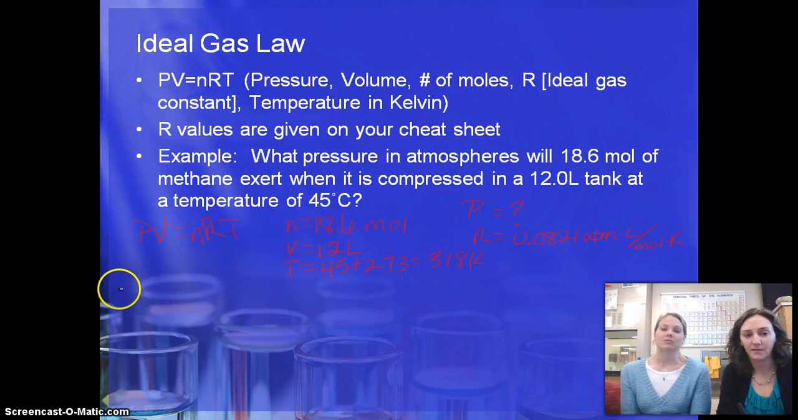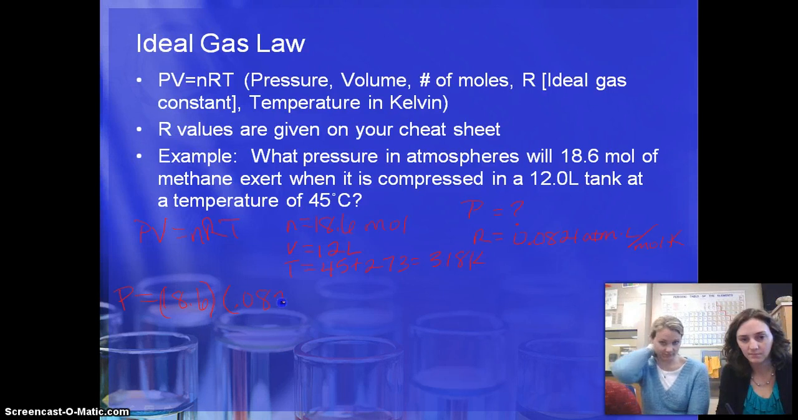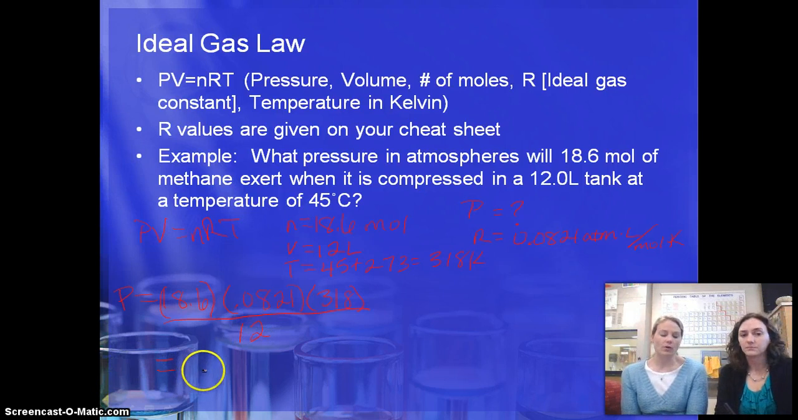So what do we got to do now? Plug the numbers in. So we want to find P. So we're going to take nRT divided by V. So you've got your 18.6, we'll do parentheses, and then your 0.0821, times your temperature, 318, divided by 12, because we moved the volume, it was being multiplied. To get rid of it, we're going to divide. And we find our pressure to be 40.47 atm once we plug it all in.